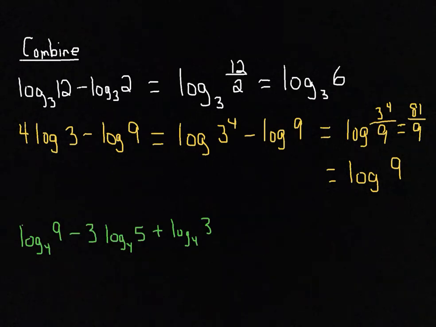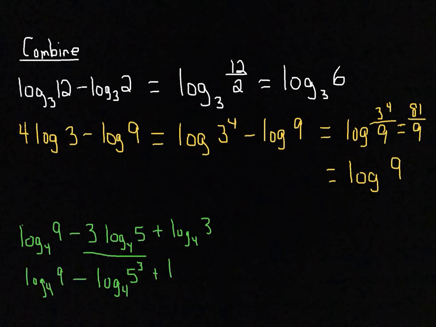In this next one, we have 3 different logarithms, and we're trying to combine them to a single logarithm. So first thing I want to take care of is I see this is going to be a power property. So this is going to be a log of 5 to the third power in base 4. All right, and you still got these other ones. Log of 9 in base 4, and log of 3 in base 4.